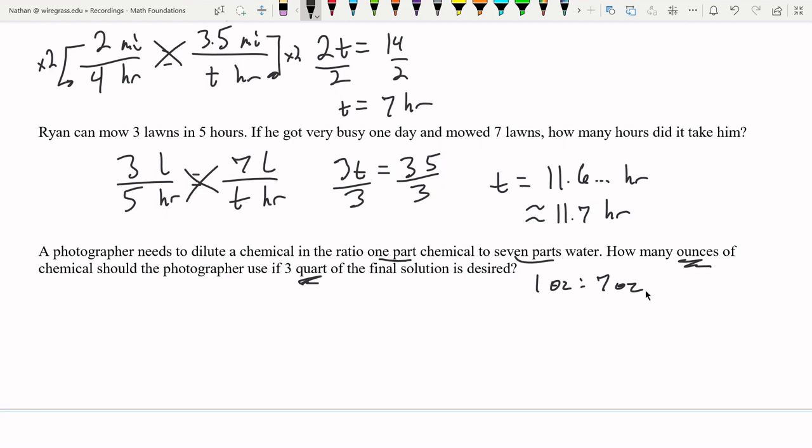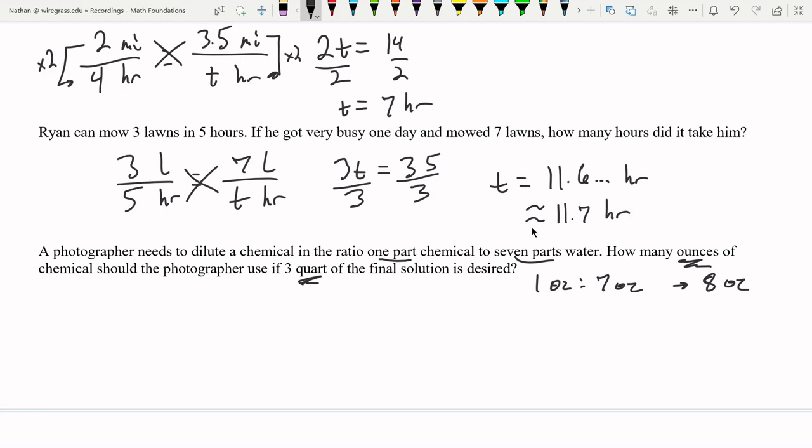Okay, we want ounces, so we have 1 ounce of chemical to 7 ounces of water. That means in total, this would give us 1 plus 7, 8 ounces of final solution. You use 1 ounce of chemical and add that to 7 ounces of water. That's a total solution of 8 ounces. That's going to be important because we want 3 quarts of a final solution.